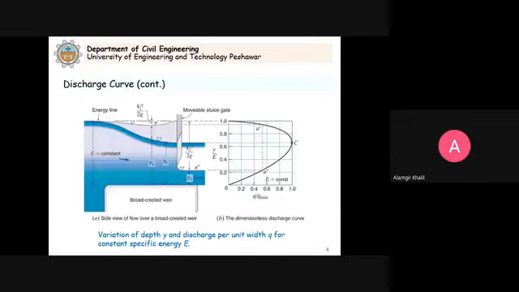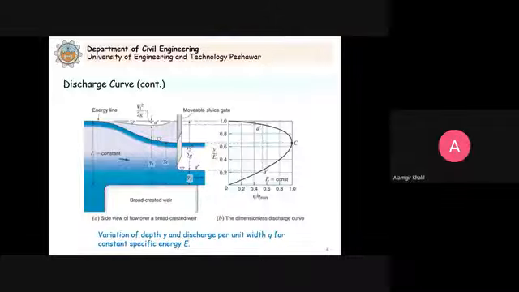When we look at the discharge, then at the minimum specific energy, there will be maximum discharge here. We developed an equation for this in the previous lecture. So we will have maximum discharge here. Now this maximum discharge occurs corresponding to the critical depth, and we have the minimum specific energy corresponding to the critical depth. In order to further clarify this discharge curve, this is the figure which is given in your textbook.